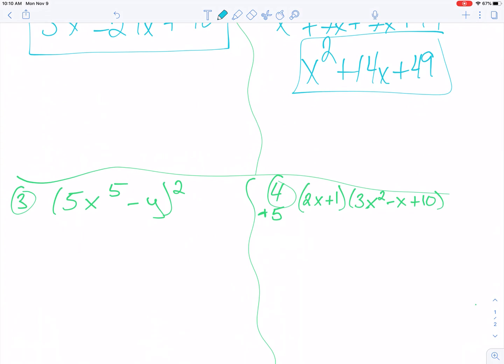Then number 3, it's the same idea. Again, I'm going to have to write it down twice so that I can FOIL. That's a Y, not a 4. Do my really fancy distributive property here.